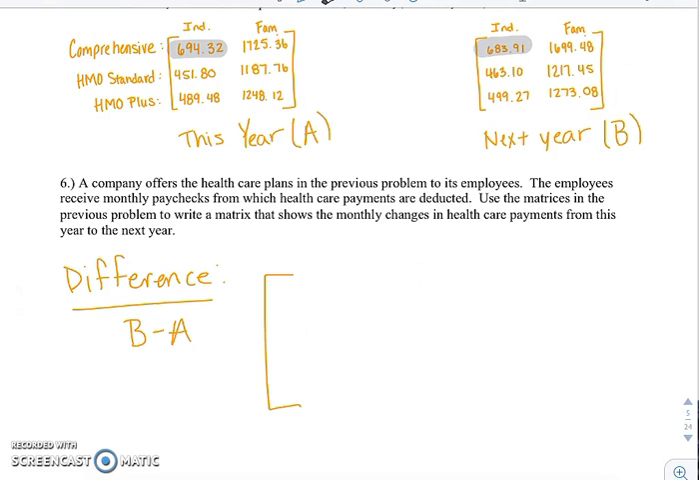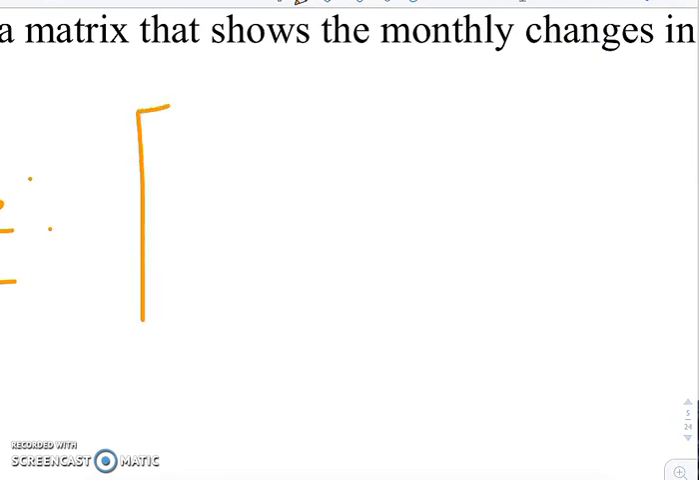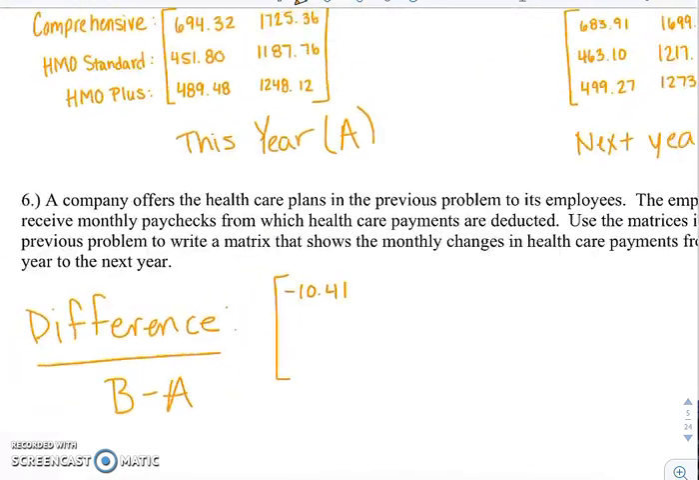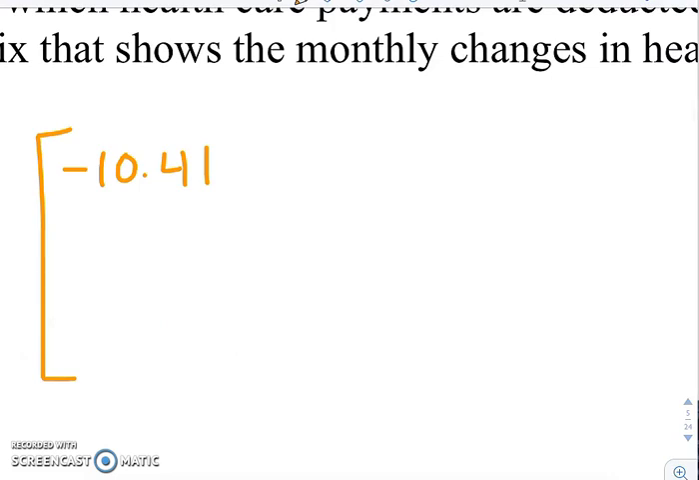So all we're going to do is say, okay, what is 683.91 minus 694.32? So just subtract those in the calculator, and we get negative 10.41. Let me write this a little nicer. And then just go down the line. So then we'll find the difference for the individuals for the HMO standard. So 463.10 minus 451.80. It's going to be $11.30.